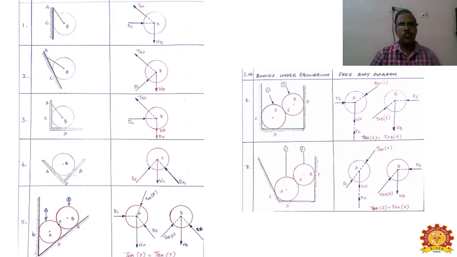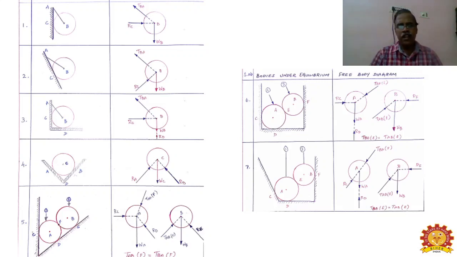Imagine if the vertical wall is not available, what happens? The sphere will be suspended from the top, and only a vertically downward force will be acting, no horizontal forces. Since some resistance is given by the wall, the reaction force RC will act in the opposite direction, along with the tension in the string AB, given as TBA, and the weight acting perpendicularly downward. That is called a free body diagram.